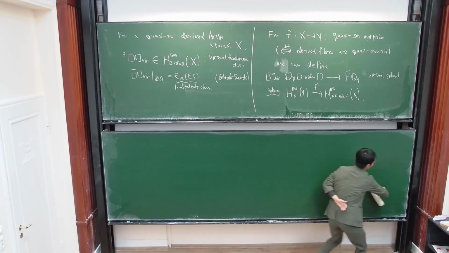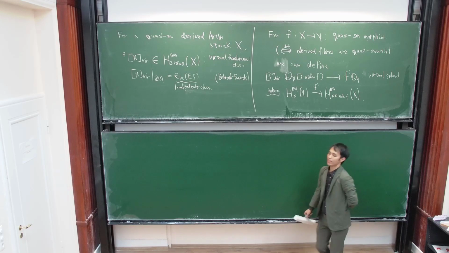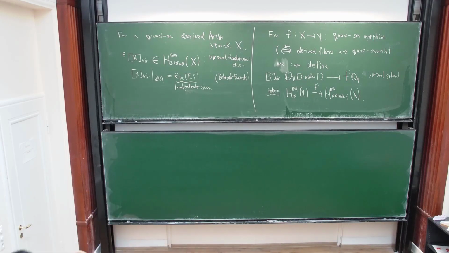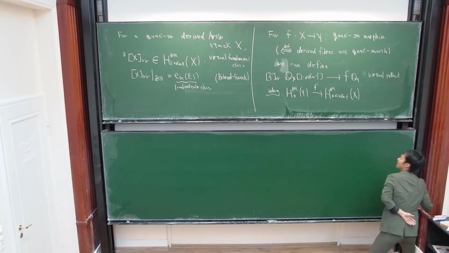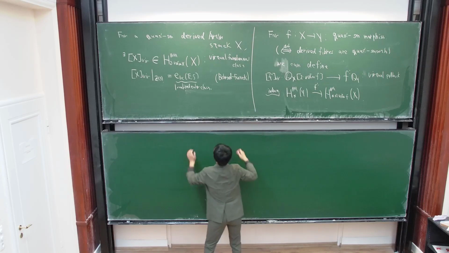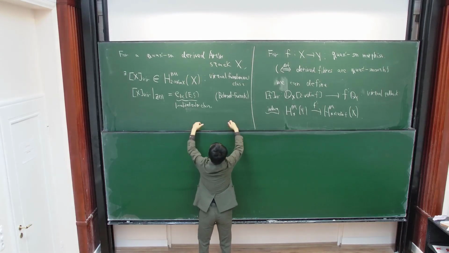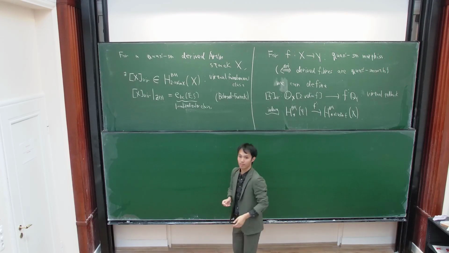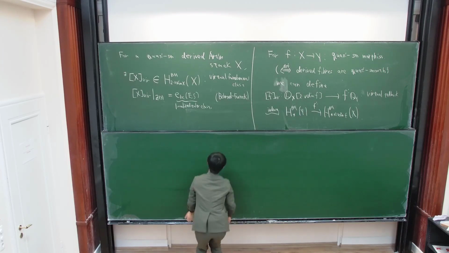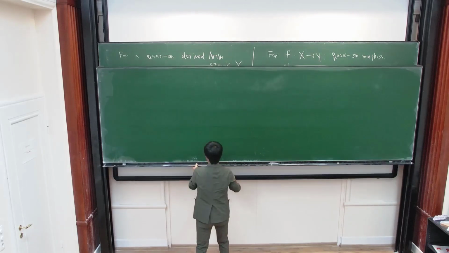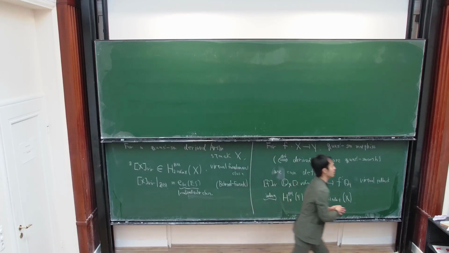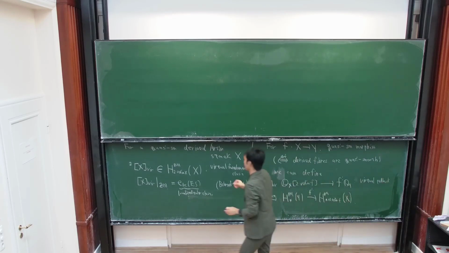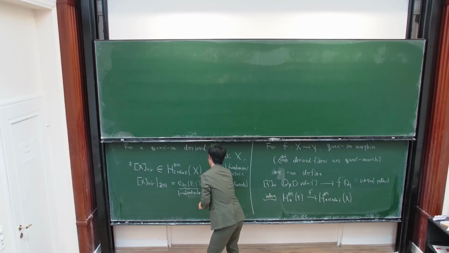In this setting, the Borel-Moore homology is the same as the Borel-Moore homology of the underlying space. Right, exactly, yeah. I should have explained it. Here, the Borel-Moore homology is defined as the Borel-Moore homology of the underlying space. So is it just upper star, lower star? Yeah. This one is equal to the Borel-Moore homology of the classical truncation.